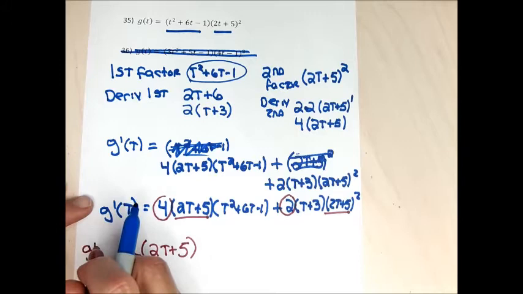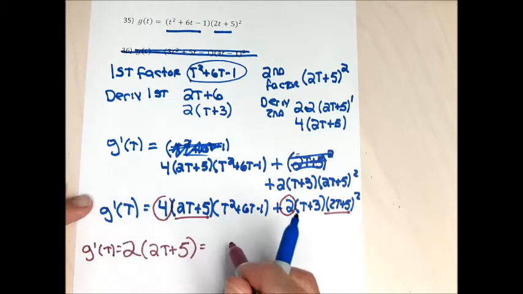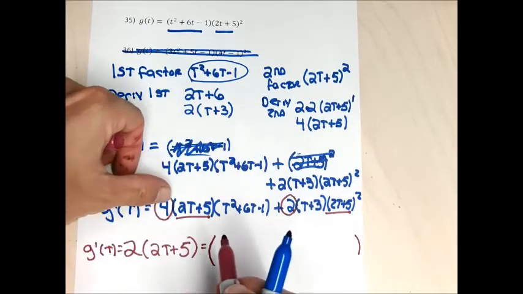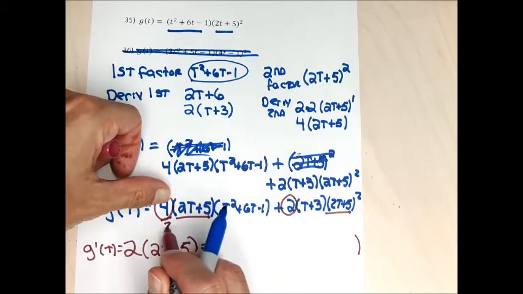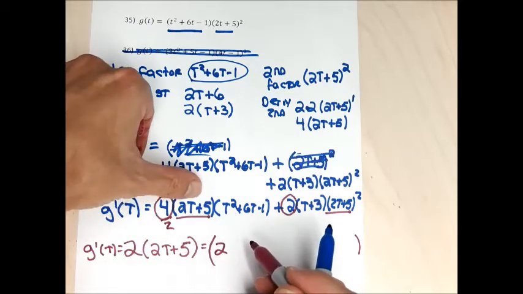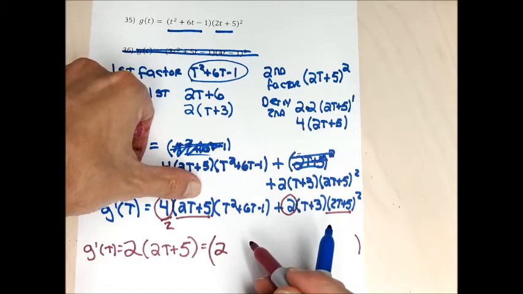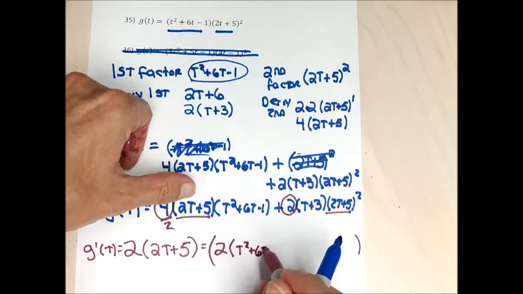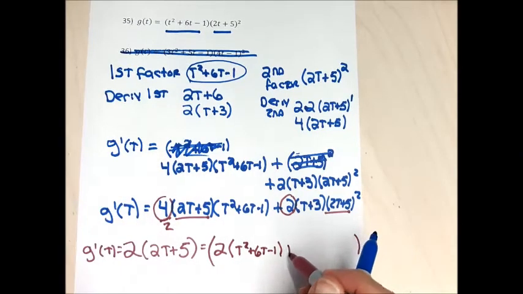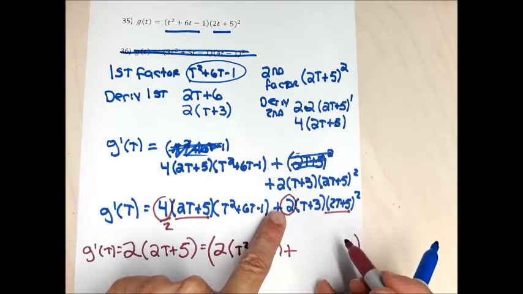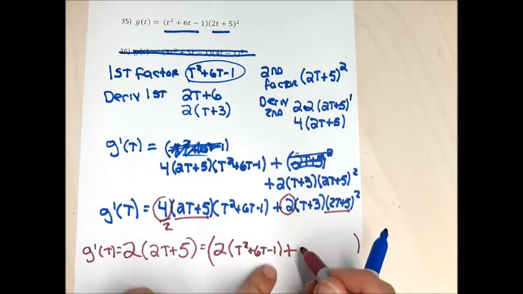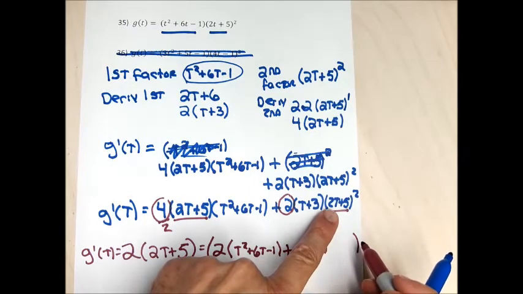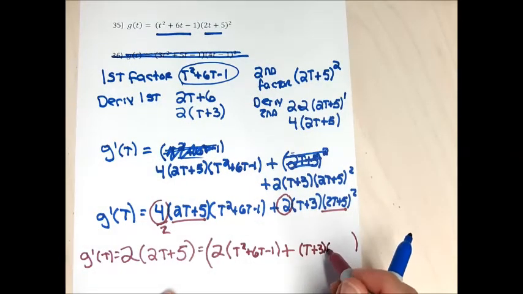I don't know why I'm randomly changing colors, but I'm dealing with it. So now, to the left of the plus sign, this 4, when I factor out a 2, I'm going to divide it by 2, and it's going to turn into a 2. I factored out this 2t plus 5 completely. I haven't done anything with the t squared plus 6t minus 1. To the right of the plus sign, I factored out that 2 completely. I haven't done anything with that t plus 3. And I factored out 1 of the 2t plus 5, so I'm left with 1 2t plus 5.